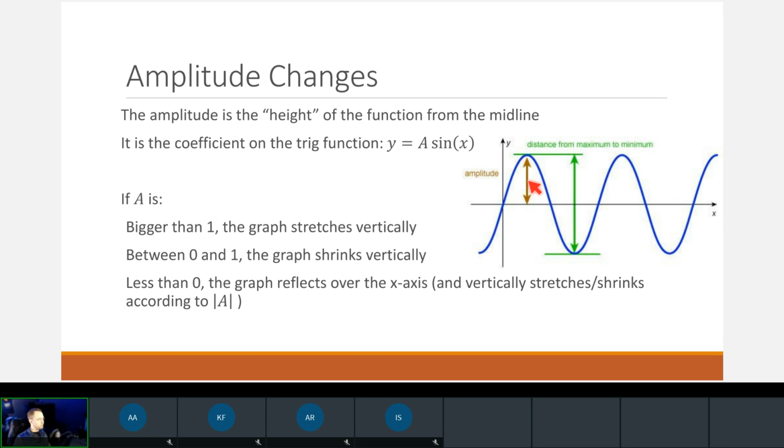Now the amplitude of a parent function, such as this right here, which is sine of x, is always 1. So from the midline to this highest point, that distance is 1 unit. So that is the amplitude. Is it clear what the amplitude is now?